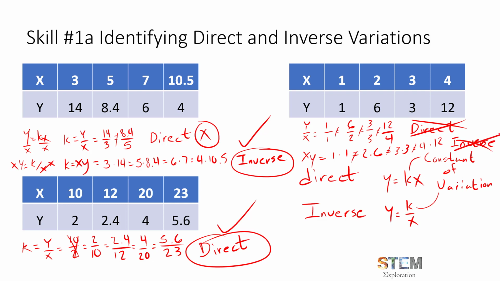That's the trick: you just have to understand the basics of what a direct variation is and an inverse variation, and figure out whether the set of data fits one of these patterns.